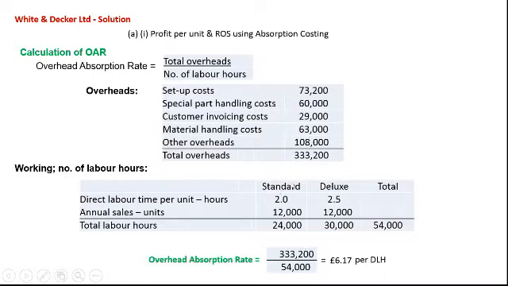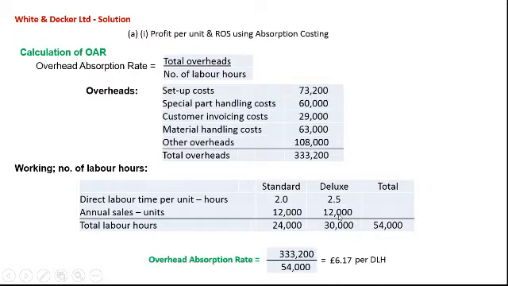Now we have two products. So the total labor hours required for this product plus the total labor hours required for the second product will give us the final total hours figure. So how did we work it out? We know that the standard version requires 2 labor hours. And how many do we have to produce? 12,000 units. So if each unit needs 2 hours, 12,000 units would need 12,000 times 2, so 24,000 labor hours are needed in order to produce 12,000 units of standard. Similarly, we are told that 2.5 labor hours are needed for 1 unit of deluxe.